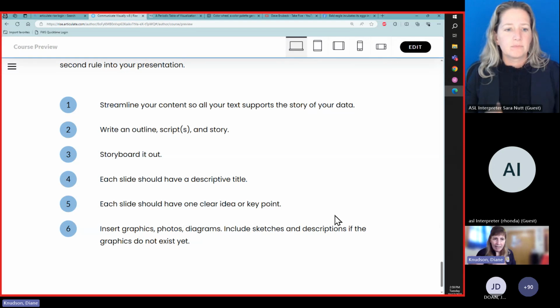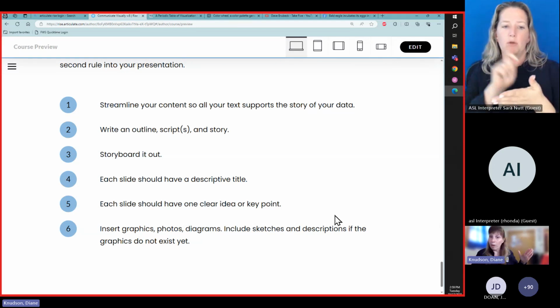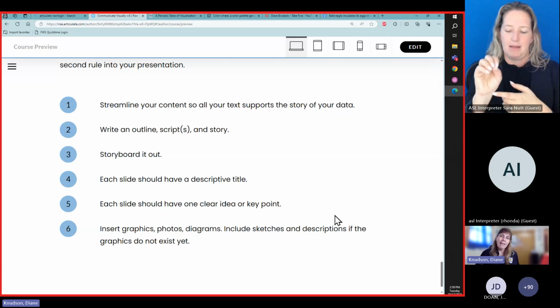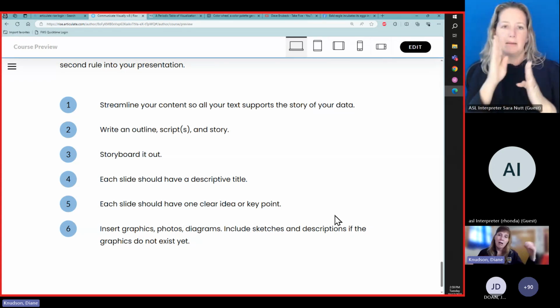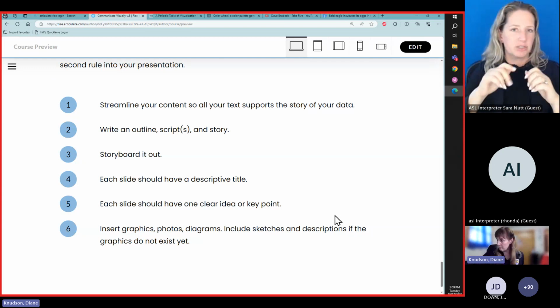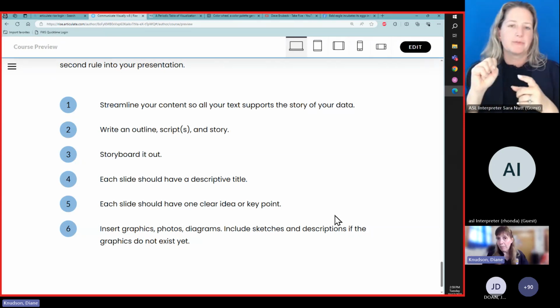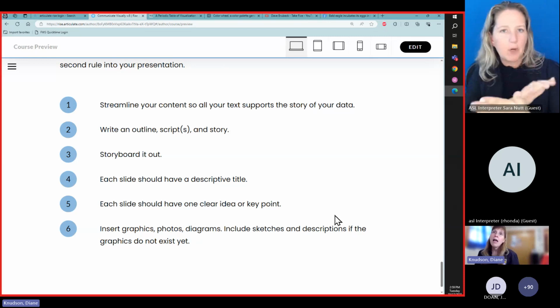Next is to write an outline, a script, and a story, and then storyboard it out. What I mean by that is to plan out what goes on each screen. You can use Microsoft Word, you can use drawing paper, you can use PowerPoint. That's what our shop does.